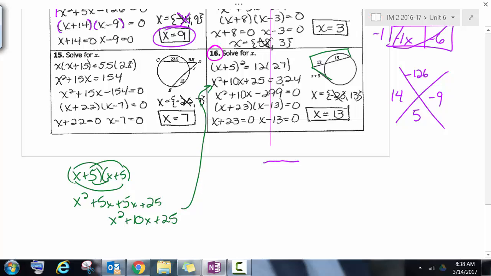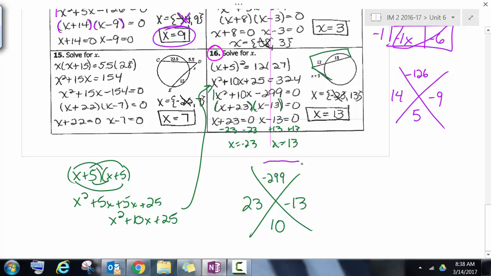We subtract 324, get everything on the same side. That's how we get to this next step. And now we've got to do this tough diamond problem. Negative 299 and 10. What two numbers multiply to negative 299 and add to 10? 23 and negative 13. Again, coefficient is 1, so we can skip right here. Set each one of those equal to 0. Subtract 23, x equals negative 23. Add 13, x equals 13. But again, the distance can't be negative. If we plug in negative 23, that wouldn't work. So our answer is just x equals 13.